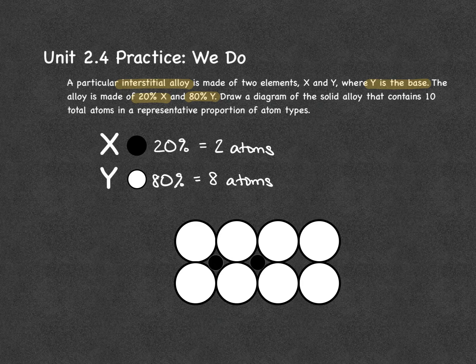So when I draw this out, I'm going to have my 8 Y atoms and then my 2 X atoms. And notice my Y atoms have a much larger radius than my X atoms, and my X atoms are fitting in to the little spaces in between my Y atoms, as is typical of an interstitial alloy. So this is how you would draw this interstitial alloy made of 20% X and 80% Y, where Y is the base metal.